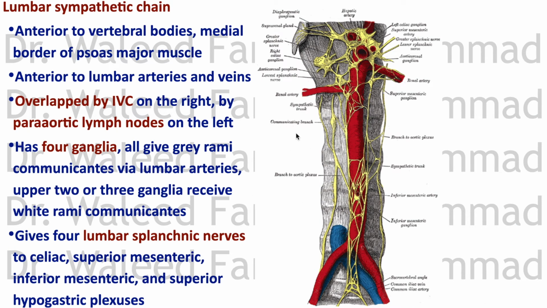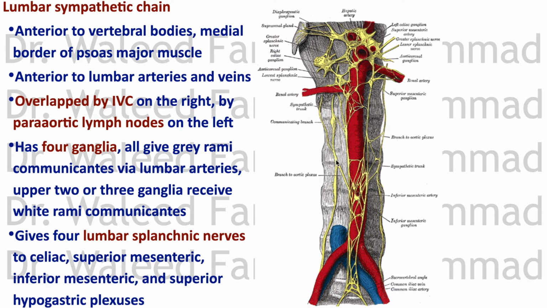Now about the lumbar sympathetic chain. The continuation of the thoracic, of course, it has 4 to 5 ganglia, runs on the anterolateral surface of the vertebral bodies, as you can see here. It's anterior to the vertebral bodies, at the medial border of the psoas major, anterior also to the lumbar arteries and veins, anterior to them.